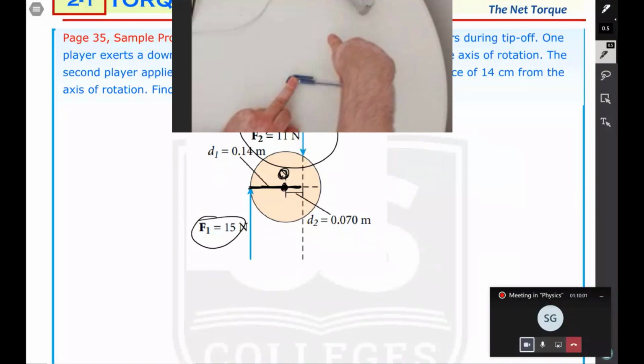When I push it in the direction of F2, can you see which direction the rotation is? Yes, it is clockwise. F2 causes a clockwise rotation. So that's why it's going to be negative. Clockwise is negative. What about F1?